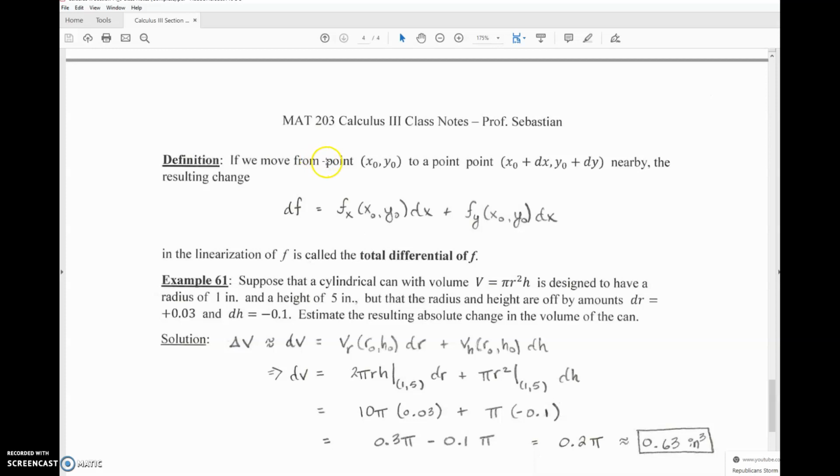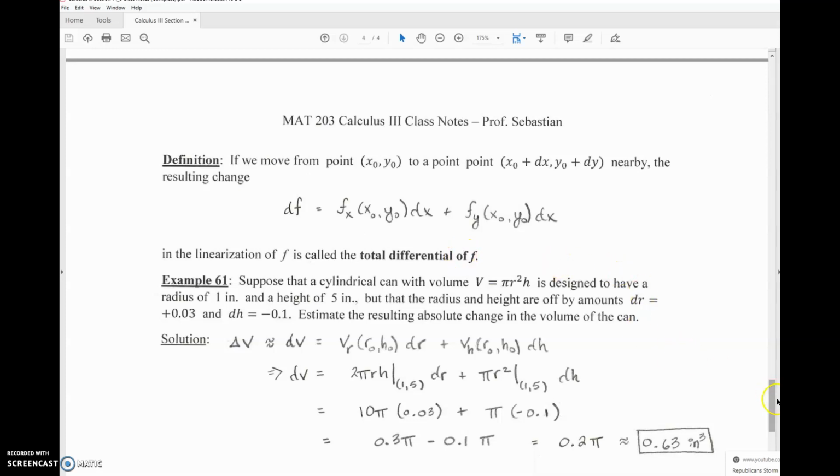If we move from one point, x naught, y naught, to a nearby point, x naught plus dx, y naught plus dy, the resulting change, df, is the partial of f with respect to x, evaluated at x naught, y naught, times dx, plus the partial of f with respect to y, evaluated at x naught, y naught, times dy. That, in the linearization of f, is called the total differential of f.